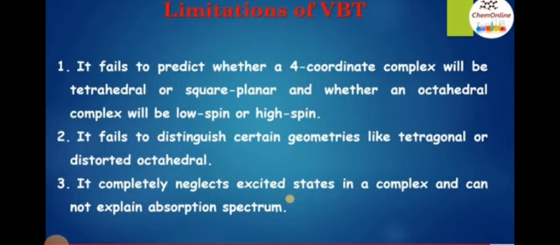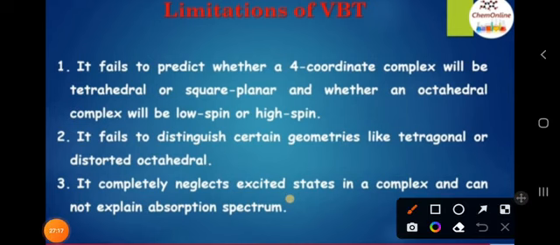Now let us see the failures of valence bond theory. It fails to predict the structure of 4 coordinated complexes, whether tetrahedral or square planar, and whether an octahedral complex will be low spin or high spin. So he is not giving a correct explanation. He says it is low spin or high spin depending upon the electrons, but he does not explain why. Also it cannot explain geometries like tetrahedral and distorted octahedral complexes.